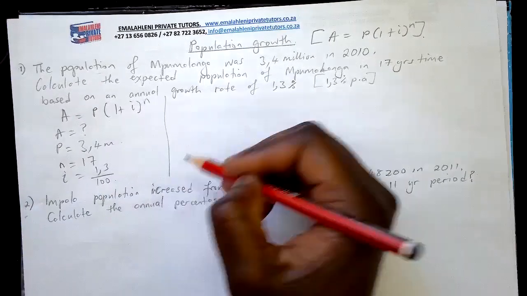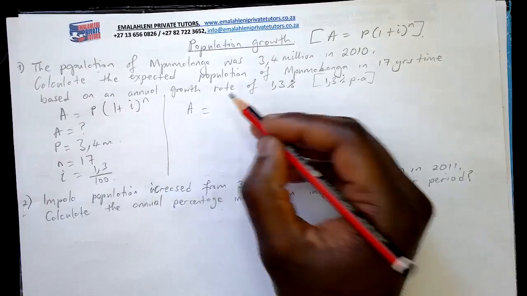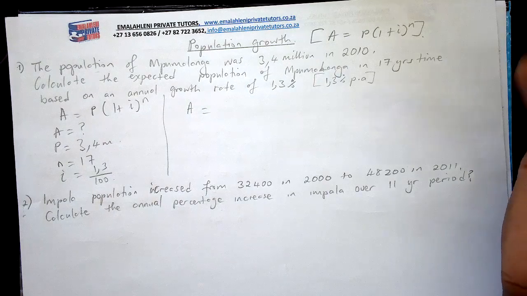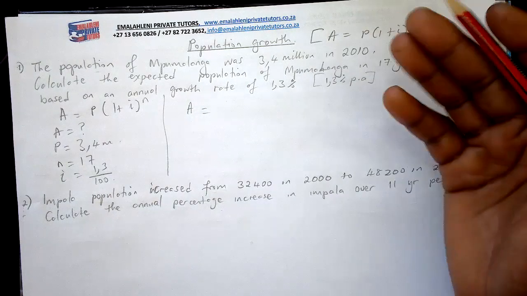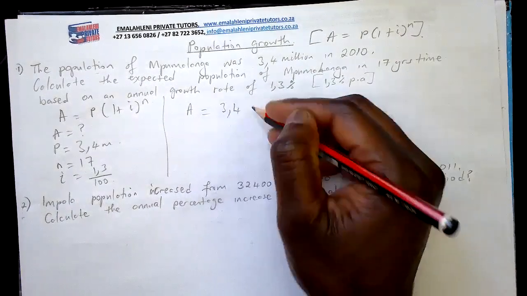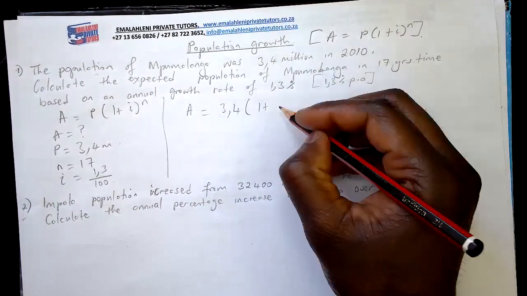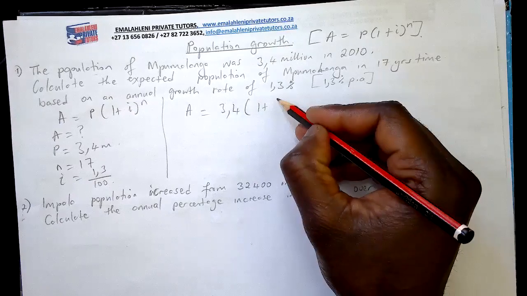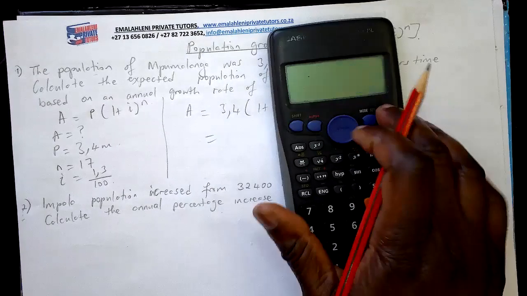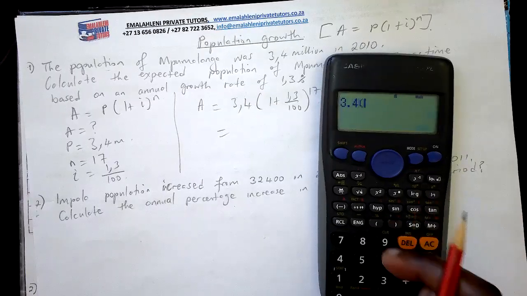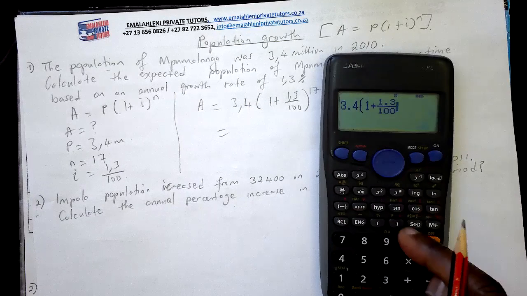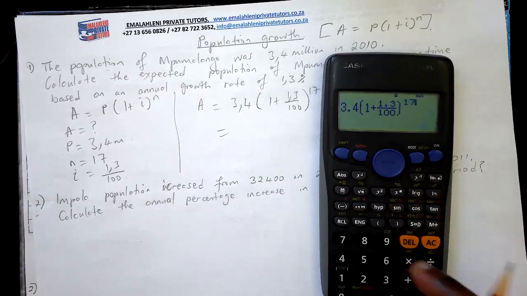Okay. Now, what are we going to do now? We substitute 3.4. So 3.4 million, you can either expand it as 3.4 million, or you can just write 3.4, but knowing that your unit must be million. So you're going to use 3.4 in a bracket, 1 plus what is our I? Our I is 1.3 over 100, to the power of 17. What do we get there? We're going to write 3.4 in bracket 1 plus 1.3 over 100, close there, to the power of 17. Then what do we get?